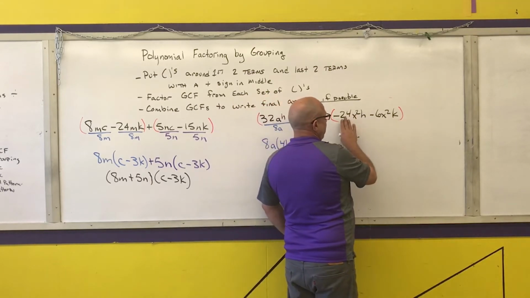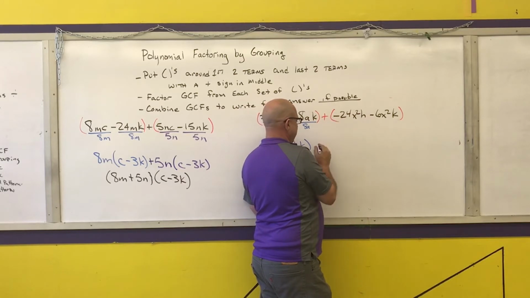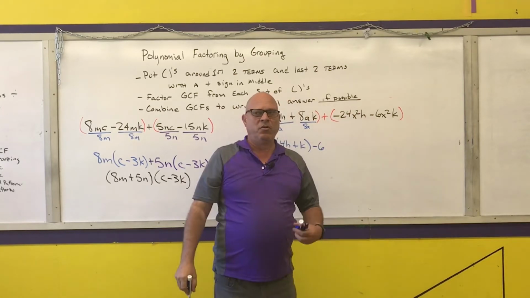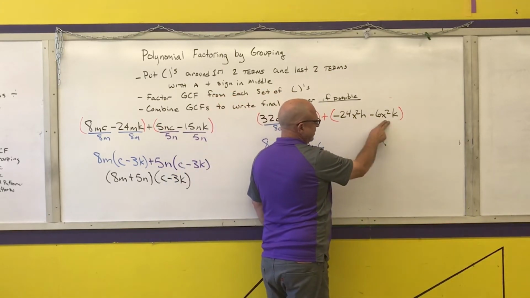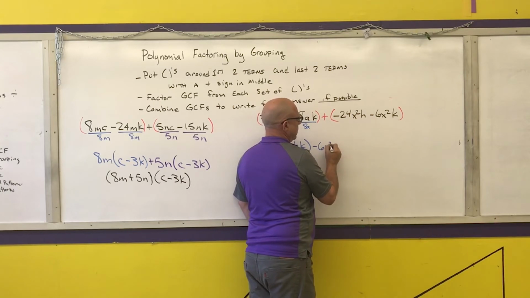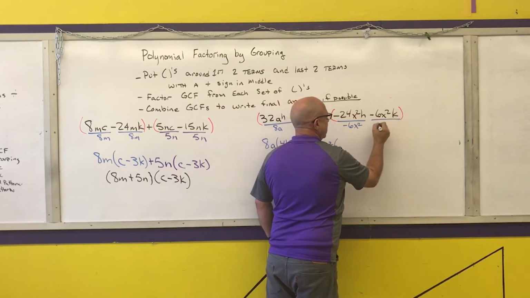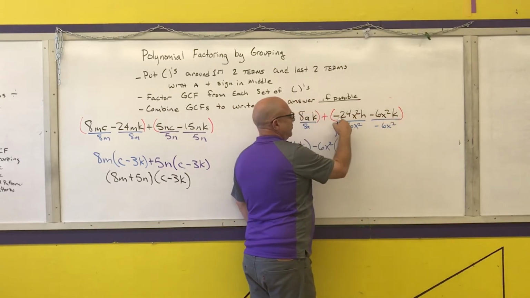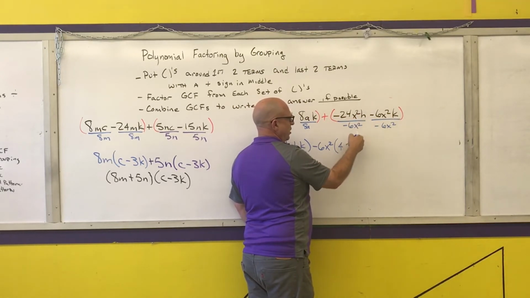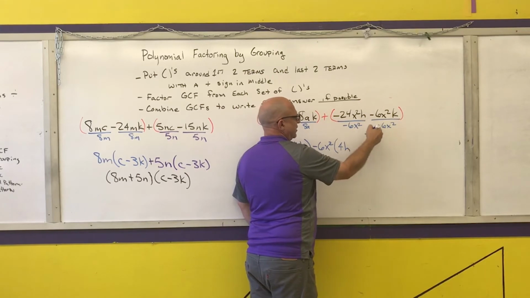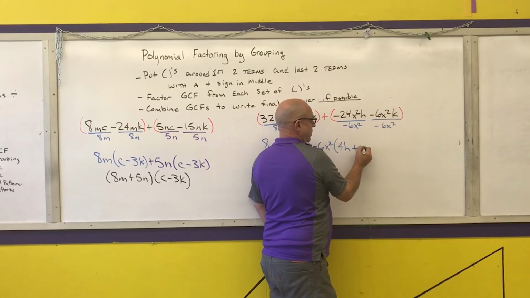Greatest common factor between negative 24 and negative 6 is going to be negative 6. I'm making it negative because this sign is negative. Then I write down the lowest power of each variable that appears in every term. The only variable that appears in every term is x, and its lowest power is squared. Then do the division. Negative 24 divided by negative 6 is 4. X squared over x squared is 1, and then h. Negative 6 divided by negative 6 is positive 1. K.